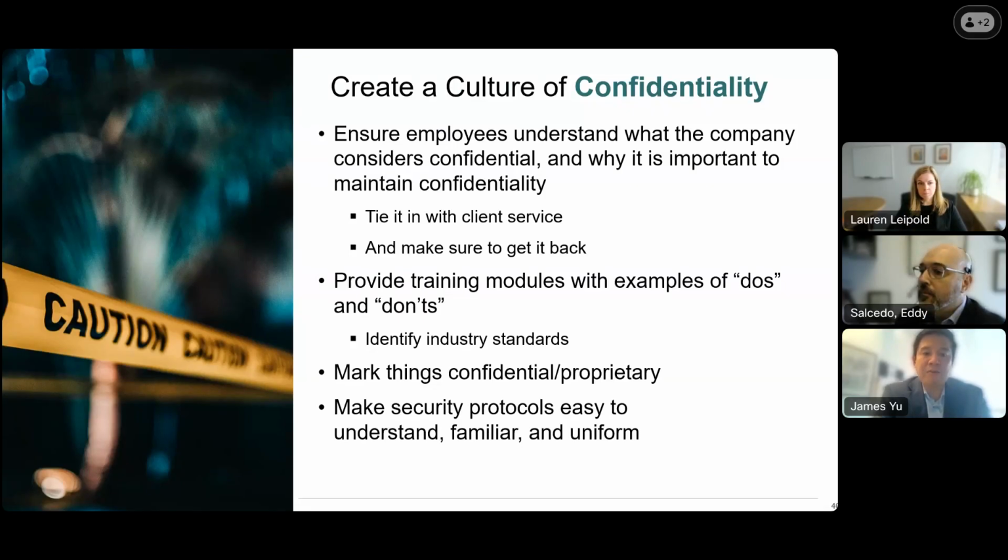We talked about training, we talked about marking documents confidential, and it's important, of course, that all security protocols are easy to understand, familiar, and uniform. And it's easy for employees to just acknowledge, at the start of their employment, that they understand their confidentiality obligations, but active training sessions and modules will help make these obligations easier to understand. Next slide, please.